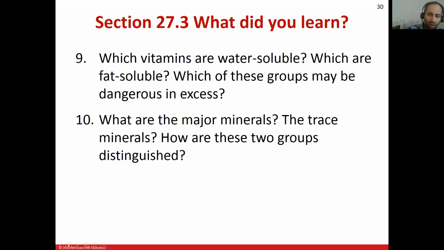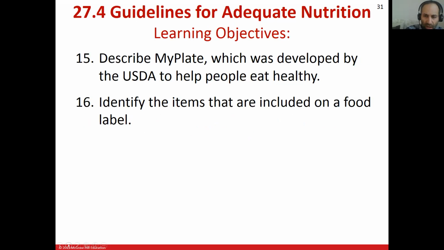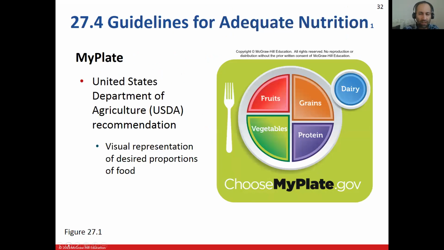Which vitamins are water soluble? B and C. Which are fat soluble? K, A, D, and E. Which of these groups may be dangerous in excess? The fat-soluble ones, because you cannot literally urinate them out. What are the major minerals? Calcium, phosphorus, potassium, sodium, and so on and so forth. What are the trace minerals? Chromium, copper, zinc, iron. How are these two groups distinguished? If you need more than 100 milligrams per day, it's major. If less than 100 milligrams, then it's minor.